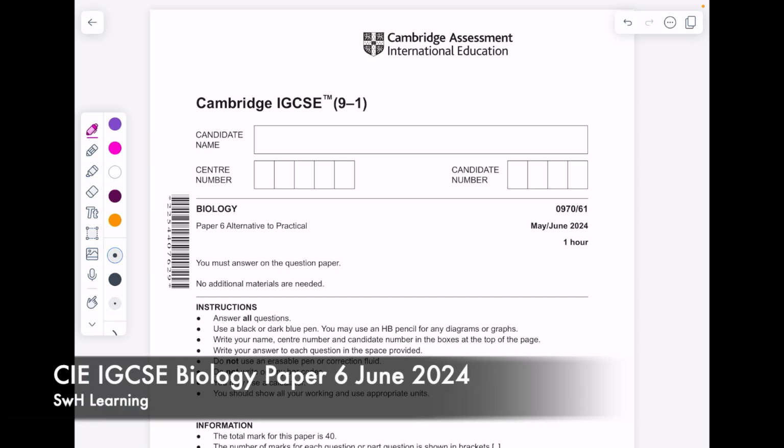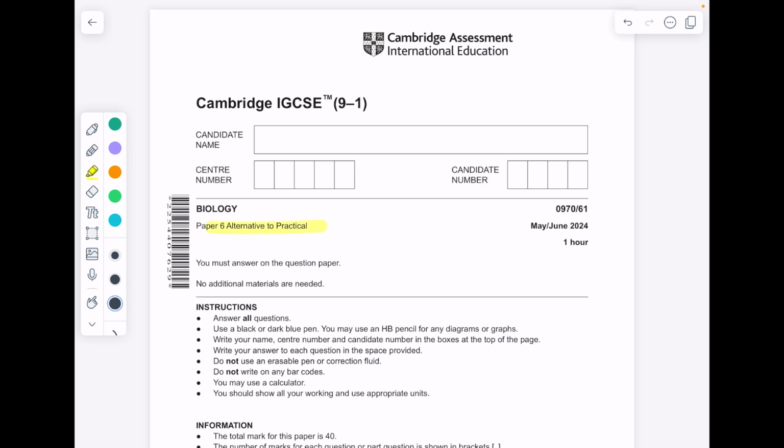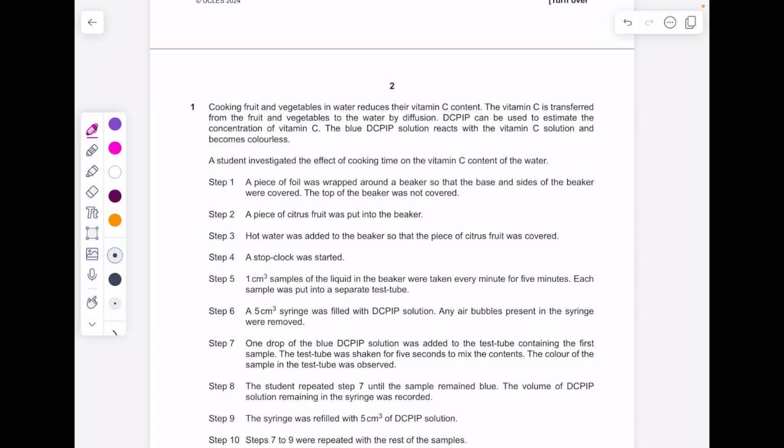Today I'm answering a Cambridge IGCSE Biology Paper 6 alternative to practical. This is from June 24. Cooking fruit and vegetables in water reduces their vitamin C content. The vitamin C is transferred from the fruit and vegetables to the water by diffusion.